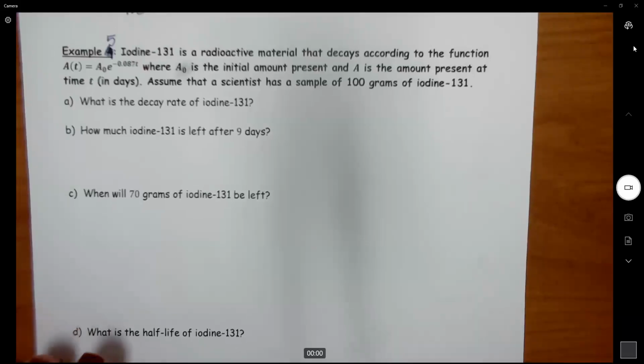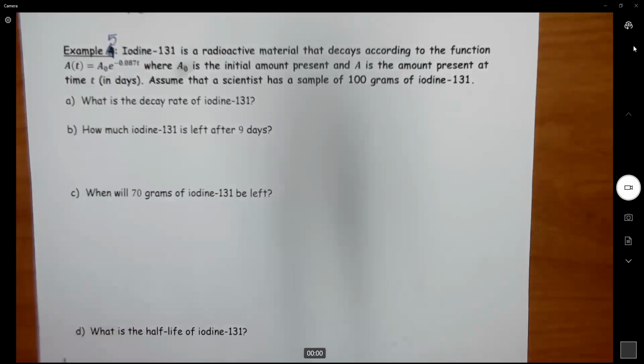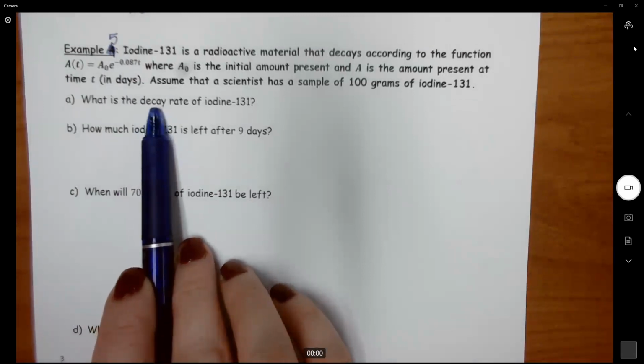All right, this is example 5. It did say 4, so you can cross that out, make that 5. The first 4 examples were all about uninhibited growth. And now the last 3 have uninhibited decay.